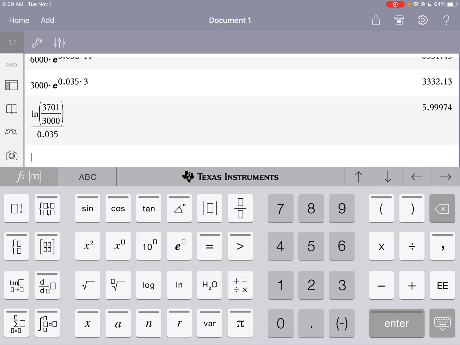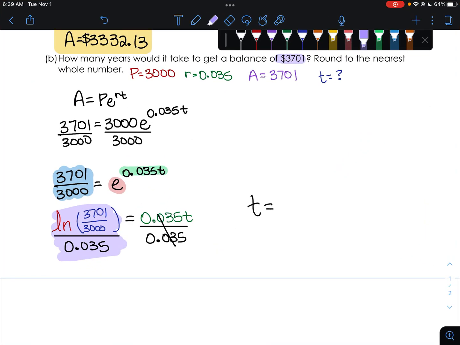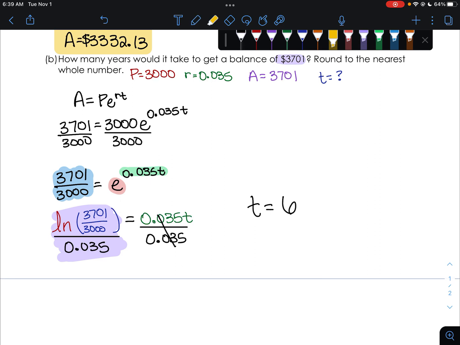You get 5.99974. We want to round to the nearest whole number, which would be 6. So it would take about 6 years for this bank account to get to $3,701.